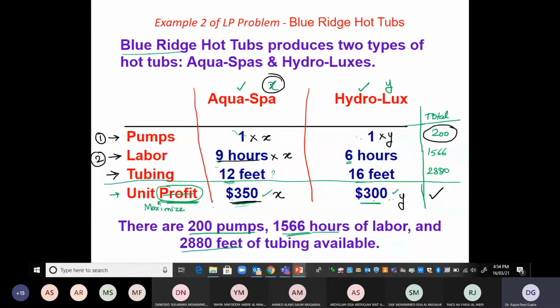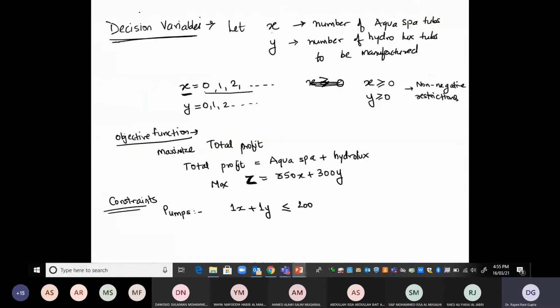Similarly, Y Hydrolux tubs will need 6Y labor hours, and the total labor hours available are 1566. So it is 9X plus 6Y. Total available are 1566. So we can either use all the labor hours or less. So it is less than or equal to. This is corresponding to labor.